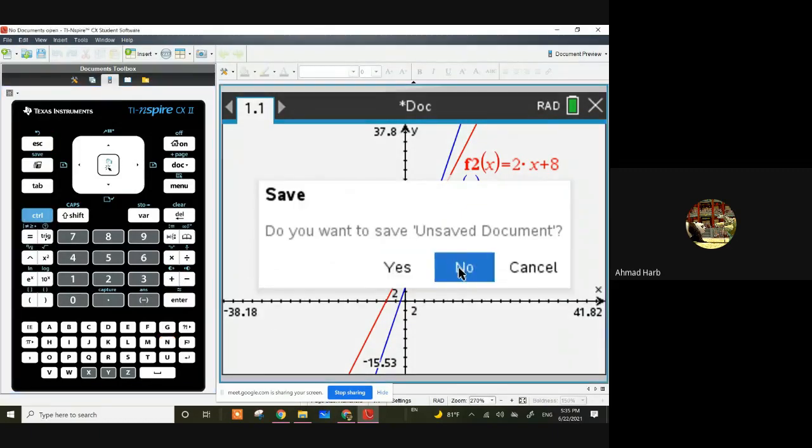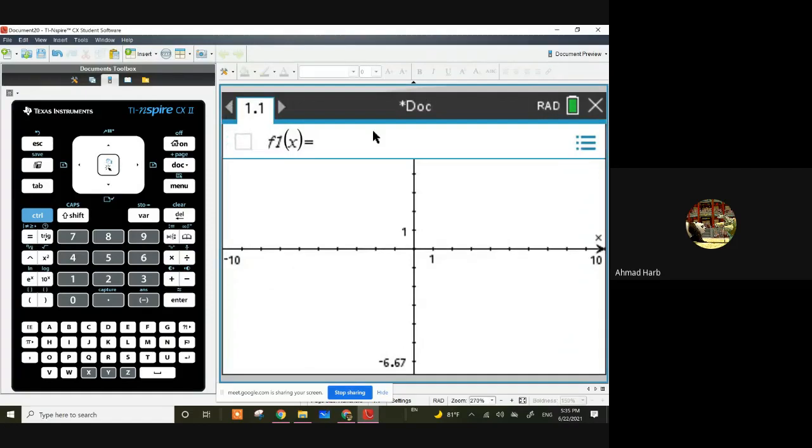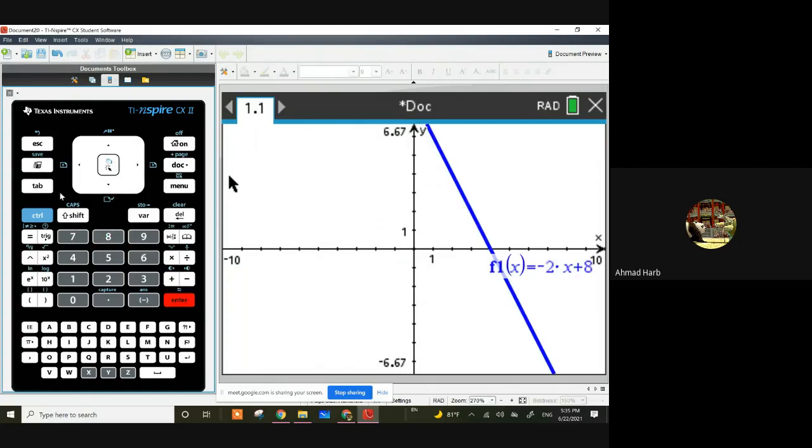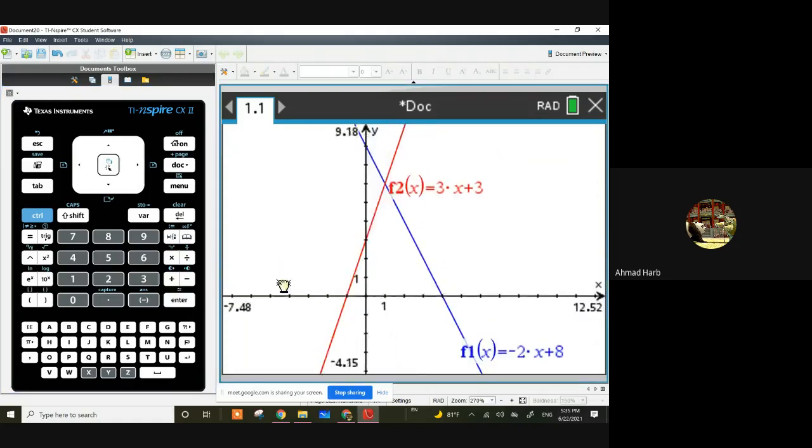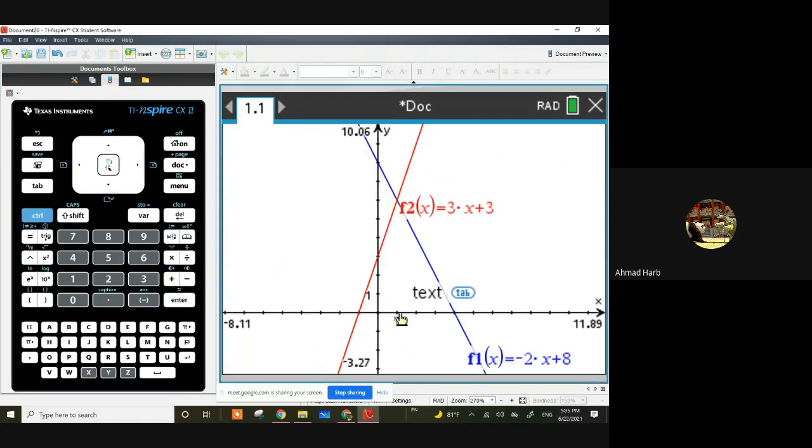So Ctrl N, add graph. We're going to enter the second one, -2x plus 8, and tab, 3x plus 3. Are these the answers? Well, no, because this one's crossing on 1 and 6, but my other one was crossing on -1 and 6. So it's close, but it's not it.